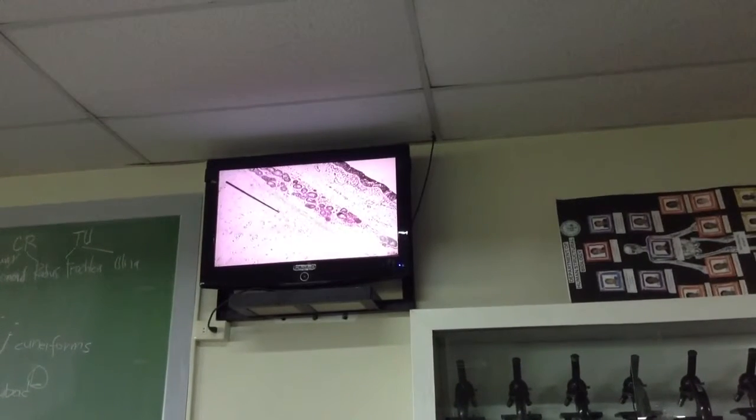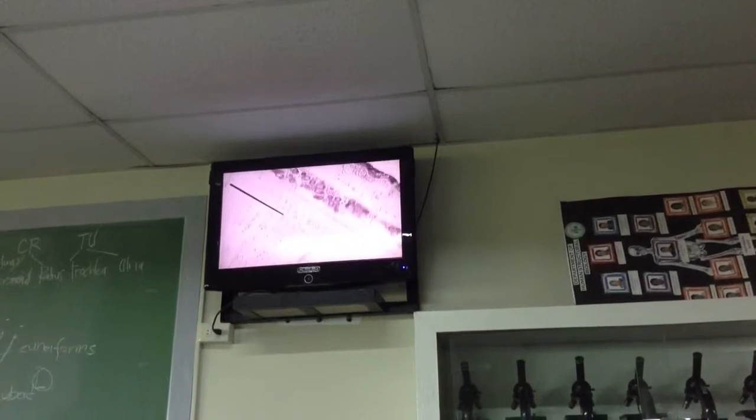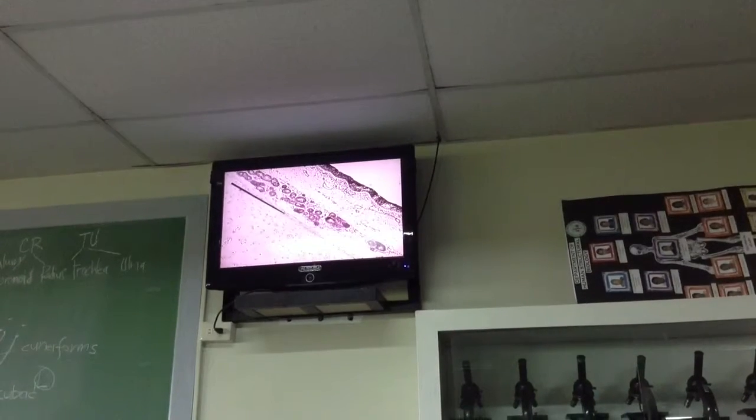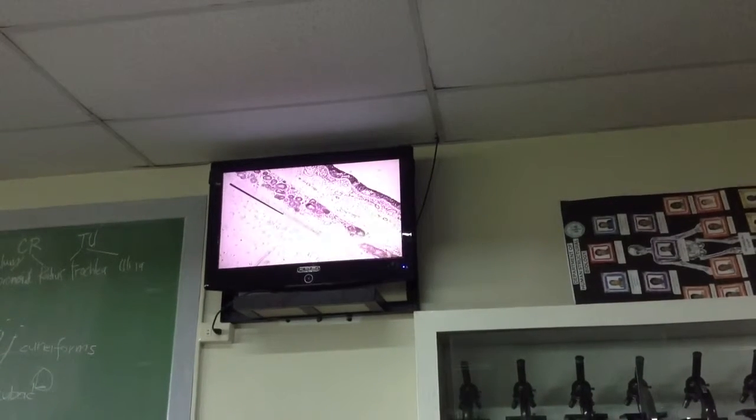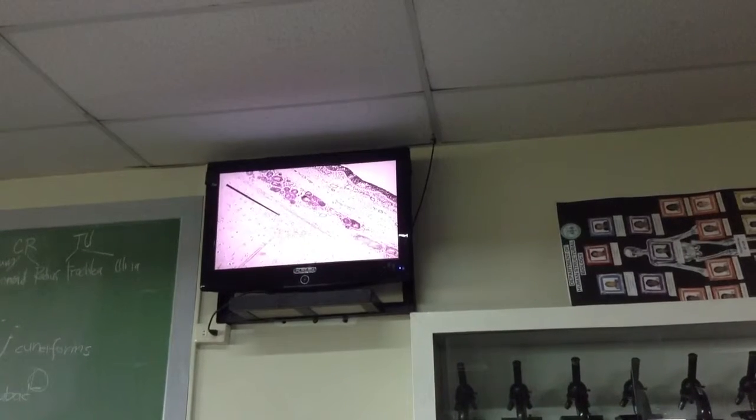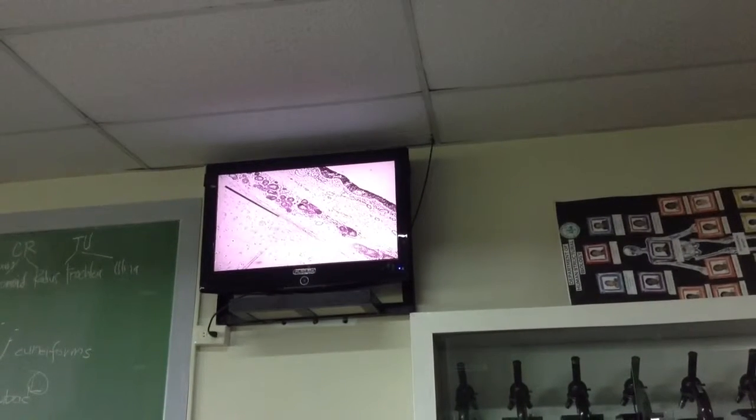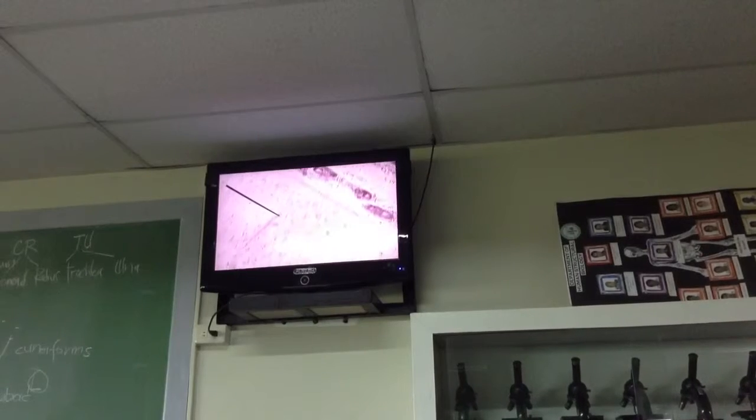Now the cartilage here shown in its entirety has a covering on its surface. This covering is called the perichondrium. You can see on both ends. It has a covering called the perichondrium. Let's shift to a lower magnification, to low power magnification.